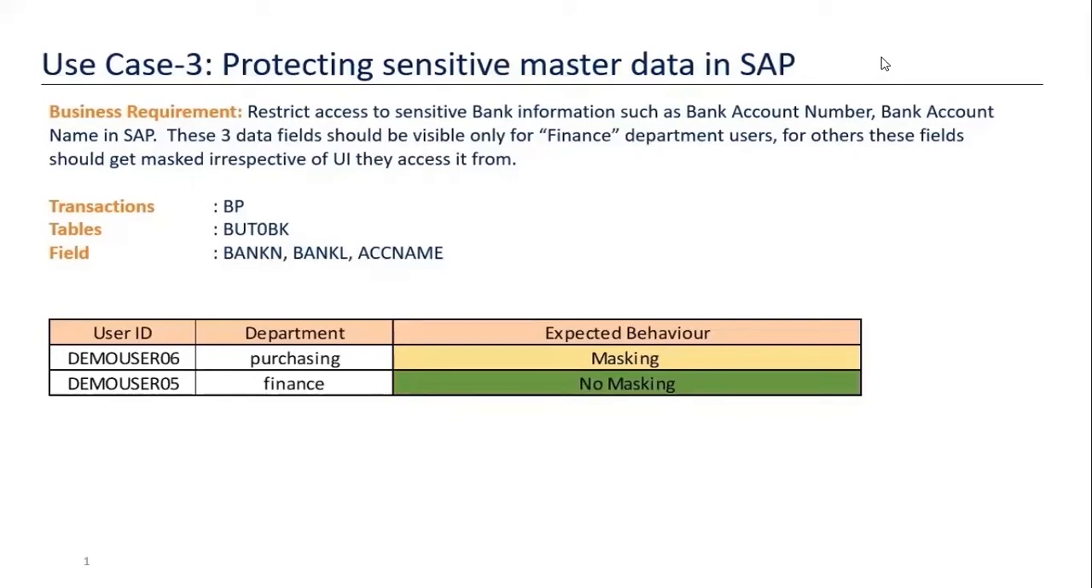So in this example, we'll take a look at two users, demo user 5 and 6. One of the users, demo user 5, is a finance user, whereas 6 is a purchasing user. This demo is basically set up like that. Only the finance user can see the sensitive bank account information on a business partner, whereas purchasing or anybody other than the finance group, when they try to look at bank account details in SAP for a given customer or a vendor, they should not see the actual value. They should see the masked value. Let's take a look at how this looks in the system.